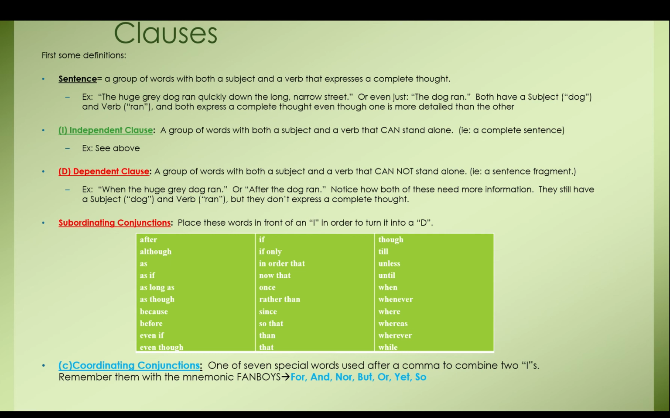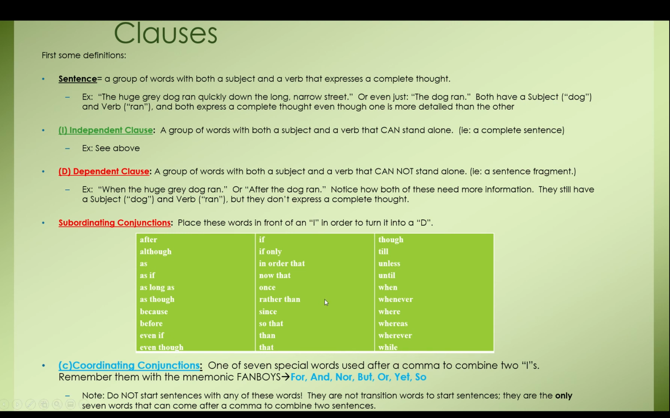Okay, so there's your definitions. Now let's see why this stuff is important, why we should know this stuff. Oh, I got one more note down here. Don't start sentences with any of these words, with coordinating conjunctions. They're not transition words to start sentences. They are the only 7 words that can come after a comma to combine 2 sentences.